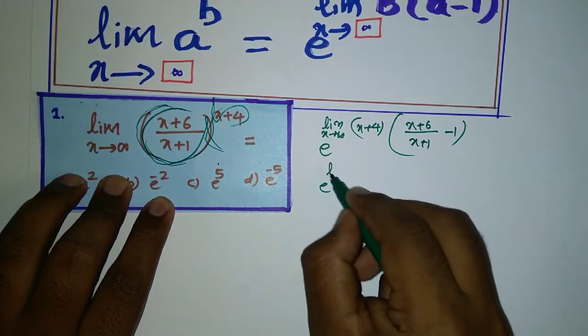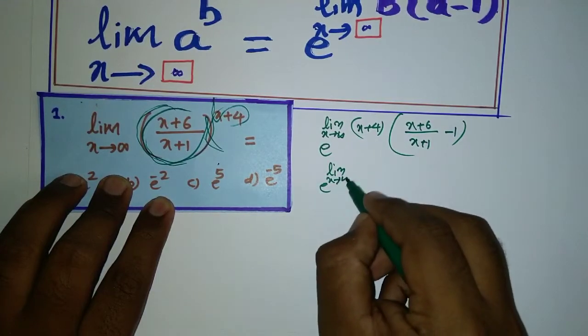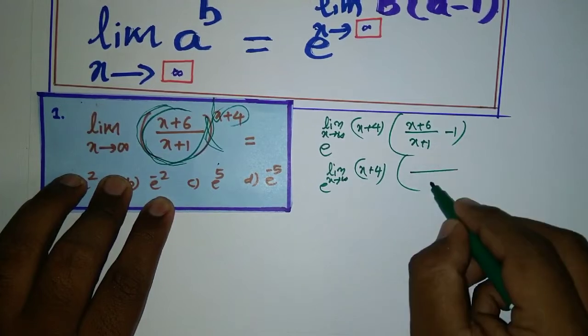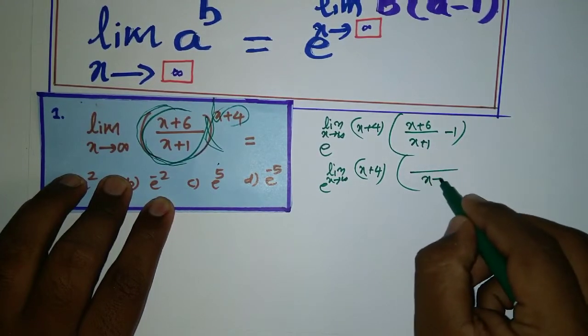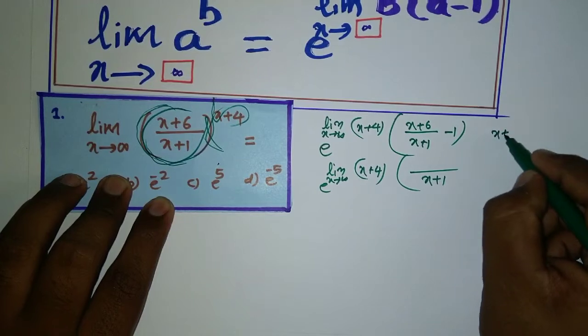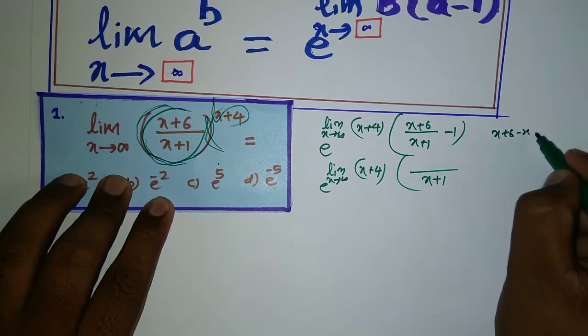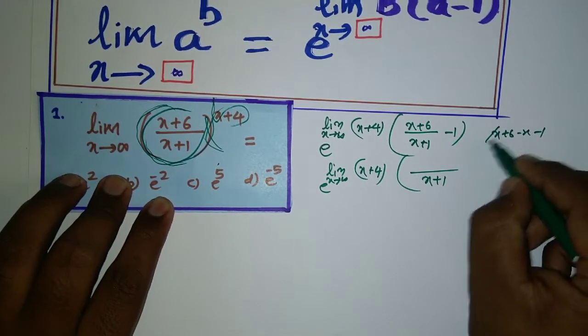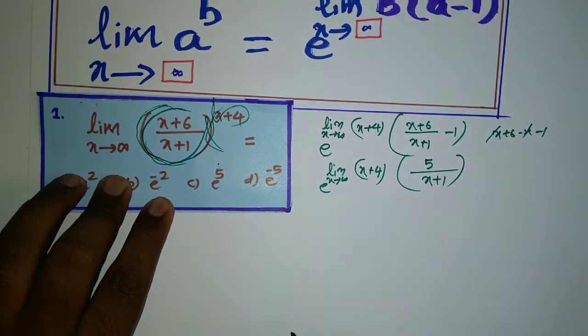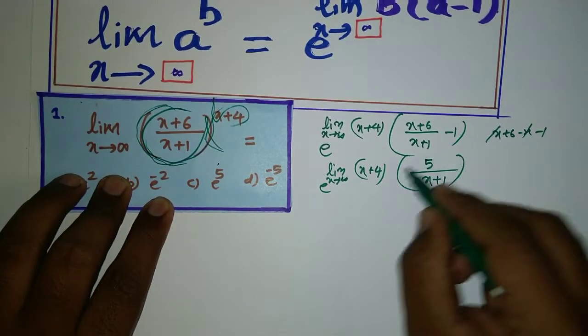So what is your answer here? Limit x tends to infinity, x plus 4 whole divided by the denominator. Here the LCM is x plus 1. Cross multiply and it becomes x plus 6 minus x minus 1. So x cancels, and 6 minus 1 is 5. I will write this directly as 5, so try to write this step directly.